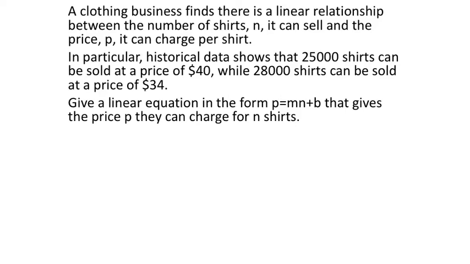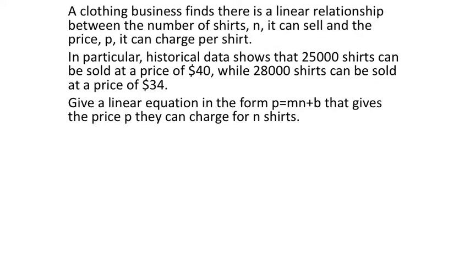A clothing business finds there is a linear relationship between the number of shirts N it can sell and the price P it can charge per shirt. In particular, historical data shows that 25,000 shirts can be sold at a price of $40, while 28,000 shirts can be sold at a price of $34. Give a linear equation in the form of P equals MN plus B. That gives the price they charge for N shirts.